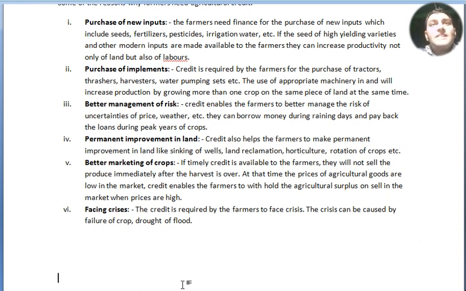Point number 6. Facing crisis. Credit is required by the farmers to face crisis. The crisis can be caused by failure of crops, drought or floods.